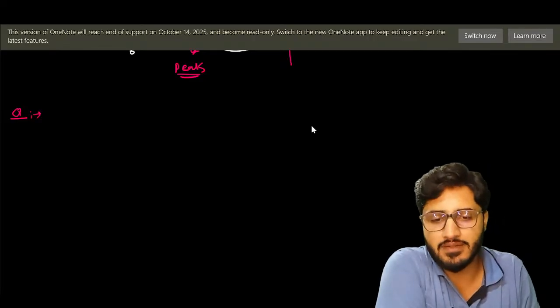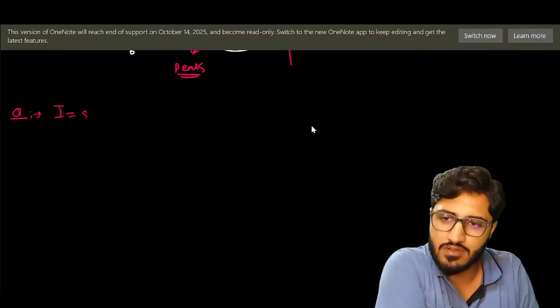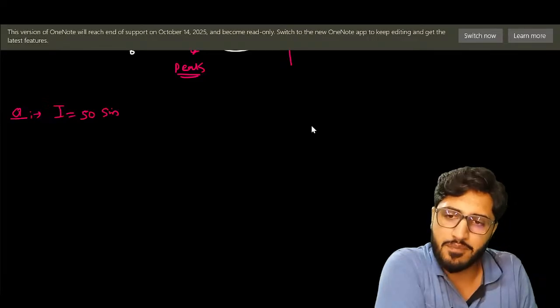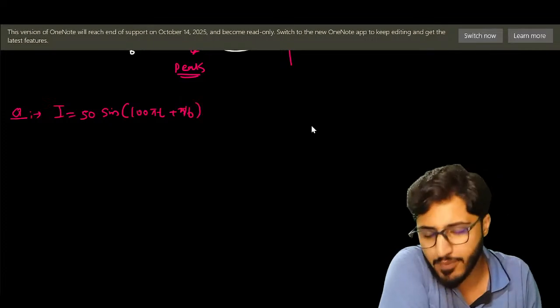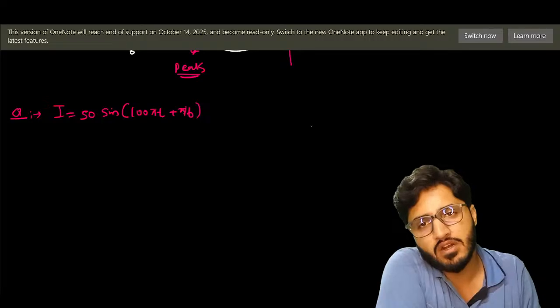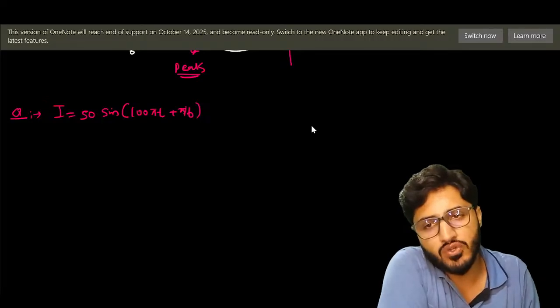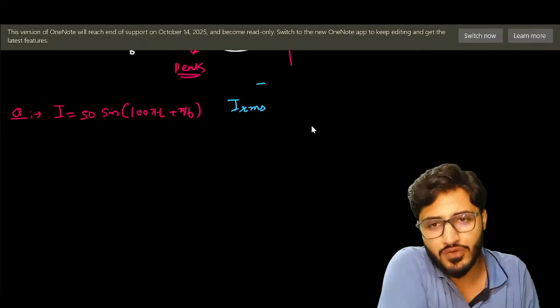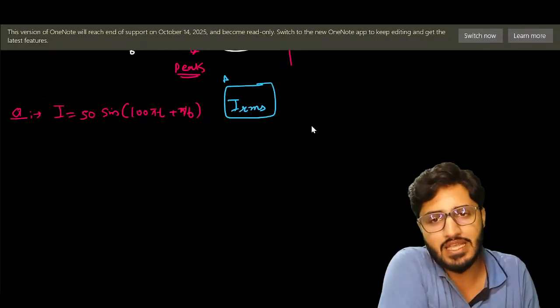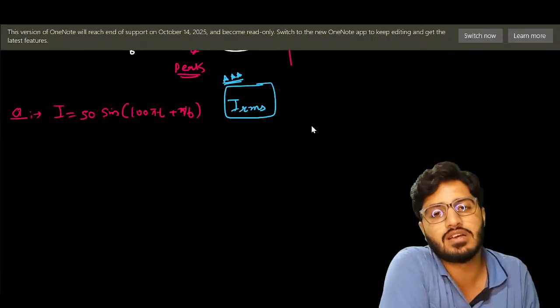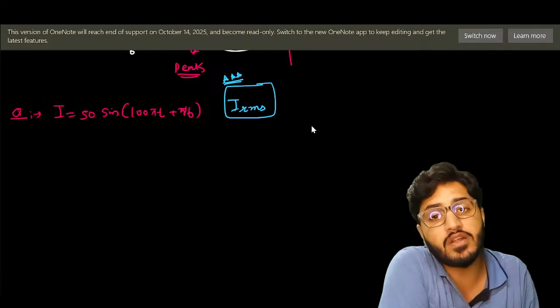Suppose we have a numerical: I equals 15 sine(100 pi t plus pi by 6). This one is very unique. You need to find I RMS. In the previous numerical, we were discussing the peak value. Now we don't need the peak, we need the RMS.